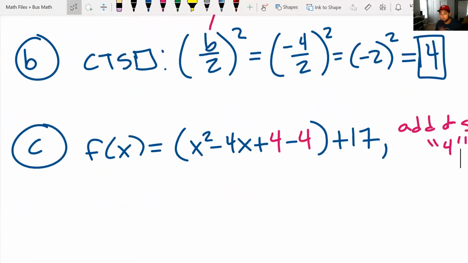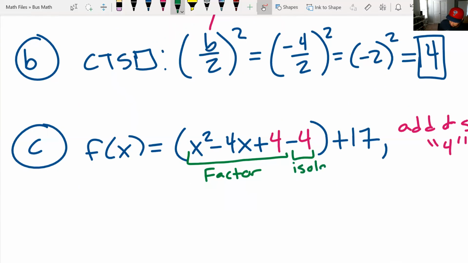Okay, and for the next step, once again, factor these three terms because that's the perfect square trinomial. That is us completing the square. And isolate this term, the -4. Leave it alone. Okay.